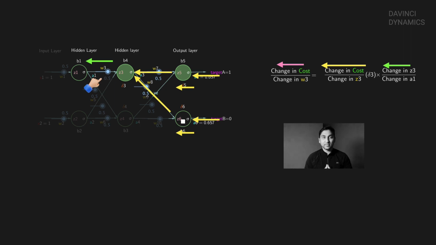The new W3 is the old W3 minus the product of the learning rate, delta 3, and the activation at node Z1. This updated W3 will be used in the next round of forward pass and backpropagation, helping the network's predictions get closer to the target.